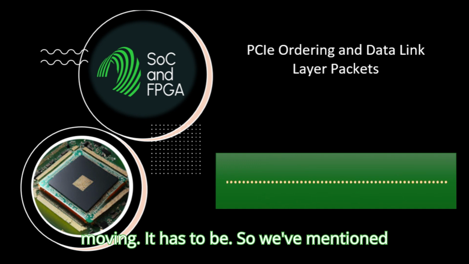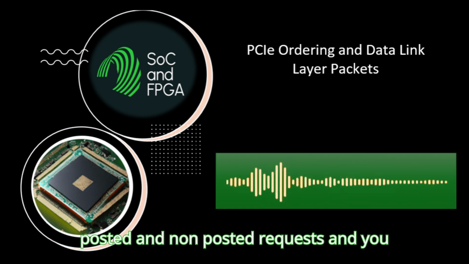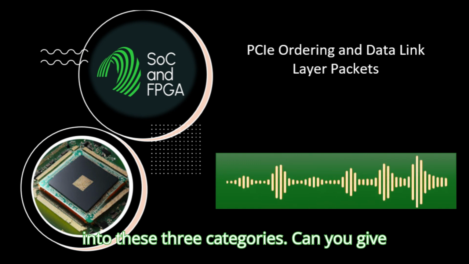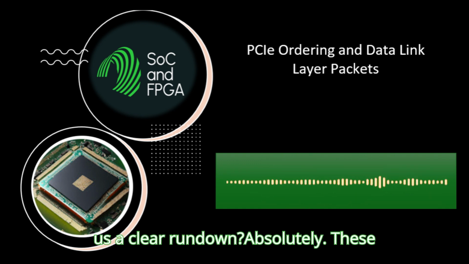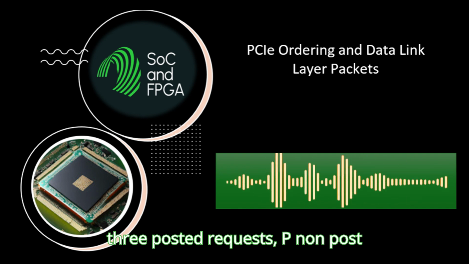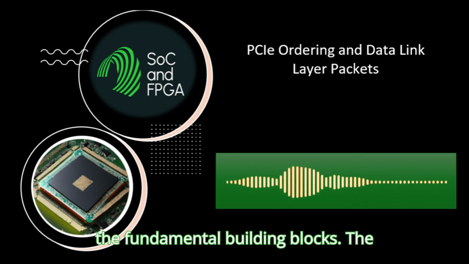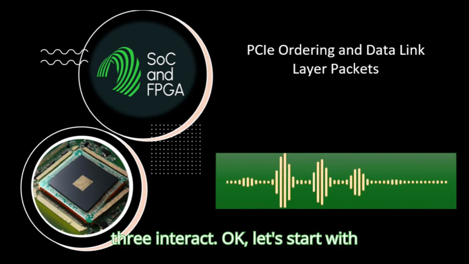It has to be. So we've mentioned posted and non-posted requests, and you mentioned completions. Our materials dive into these three categories. Can you give us a clear rundown? Absolutely. These three: posted requests (P), non-posted requests (NP), and completions (CPL), they're the fundamental building blocks. The ordering rules are all about how these three interact.